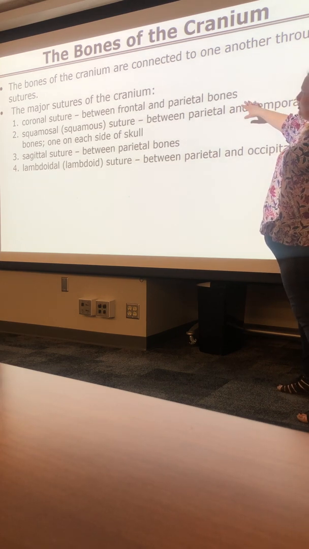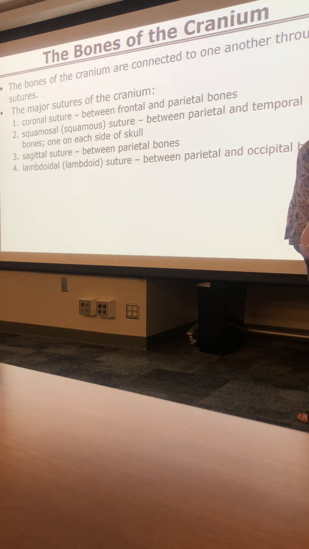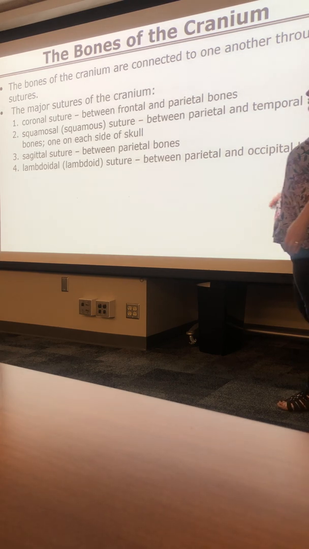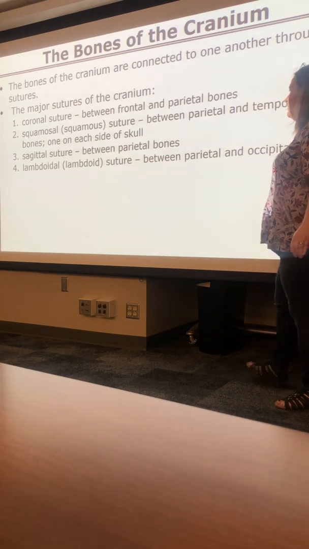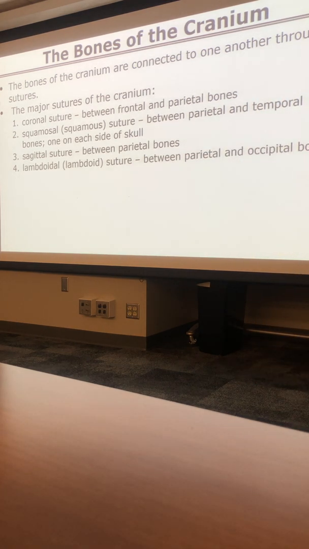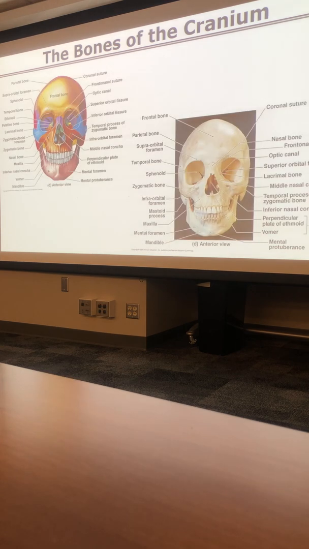You have the coronal suture, which is between the frontal and the parietal bones, the squamosal or squamous suture between the parietal and temporal bones, and you have 2 squamosal sutures, 1 on each side of the skull. The sagittal suture, which is along the mid-sagittal line between the 2 parietal bones, and the lambdoid or lambdoidal suture, which is found posteriorly between the parietal bones and the occipital bone.